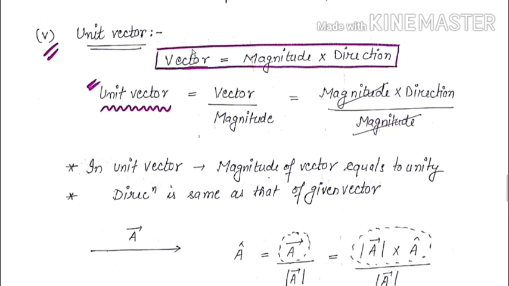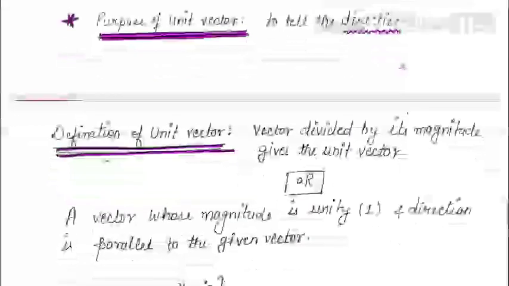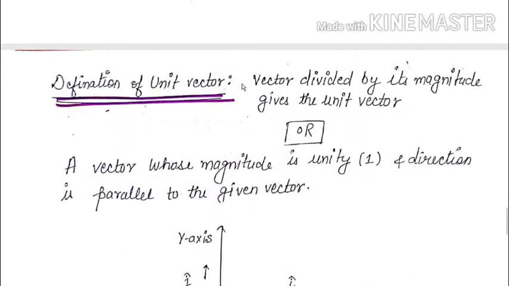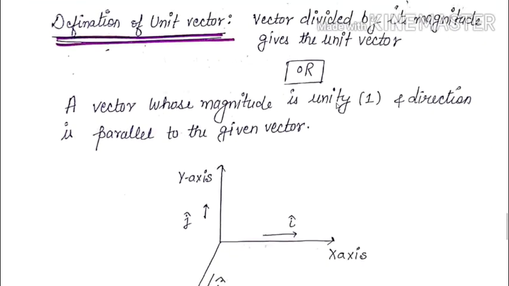The definition of a vector is magnitude into direction. Next, the definition of a unit vector: a vector divided by its magnitude gives the unit vector, or you can say a vector whose magnitude is unity and direction is parallel to the given vector is also termed a unit vector.